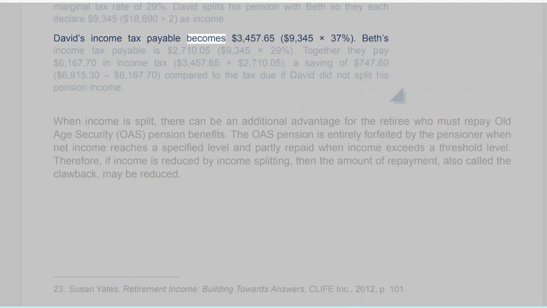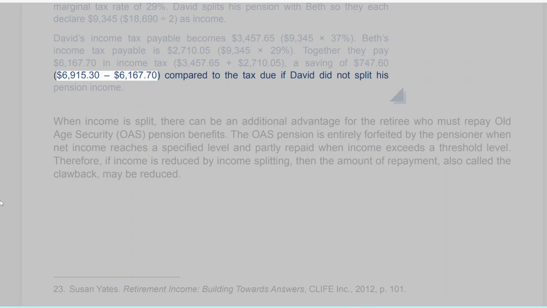David's income tax payable becomes $3,457.65, $9,345 times 37%. Beth's income tax payable is $2,710.05, $9,345 times 29%. Together they pay $6,167.70 in income tax, $3,457.65 plus $2,710.05, a saving of $747.60, $6,915.30 to $6,167.70, compared to the tax due if David did not split his pension income.